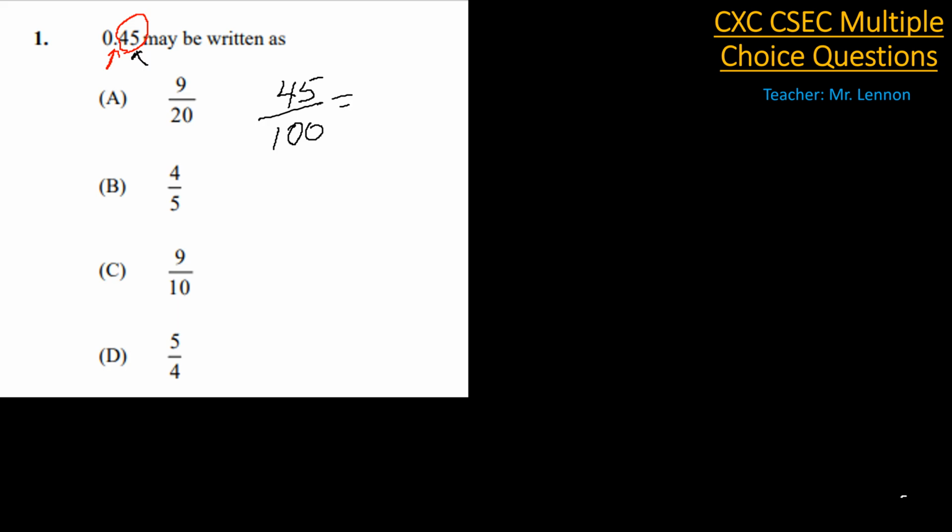and so it will be 45/100th. Now, simplifying this, we want a number that can enter 45 and 100. 5 can enter 45 9 times, and 5 can enter 100 20 times. And so simplifying this, 5 and 5 goes once, and 5 and 5 goes once. And so what we have here is 9 over 20. And this is our solution, 9 over 20.